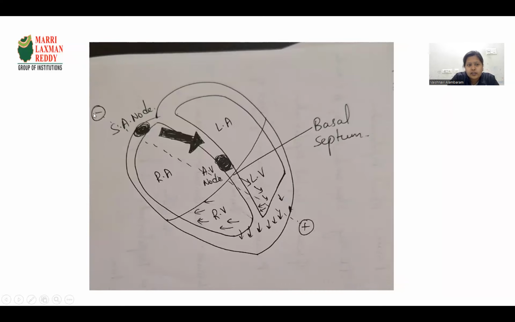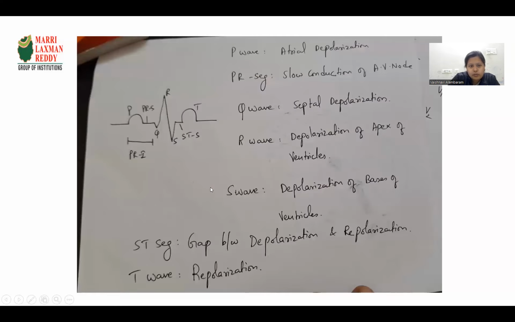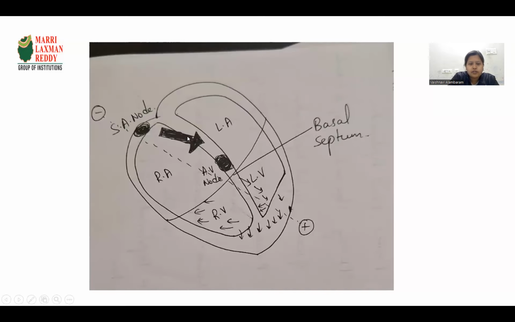Right arm, you are having the negative electrode. Positive electrode on the left limb. So this dotted line is the axis line of lead 2. You can clearly see for the depolarization of the intraventricular septum, there is a change in the direction. Positive charge moving away from the positive charge, you get a negative deflection, that is your Q wave. Q wave represents the septal depolarization, and this peak R wave is depolarization of the apex of the ventricles.